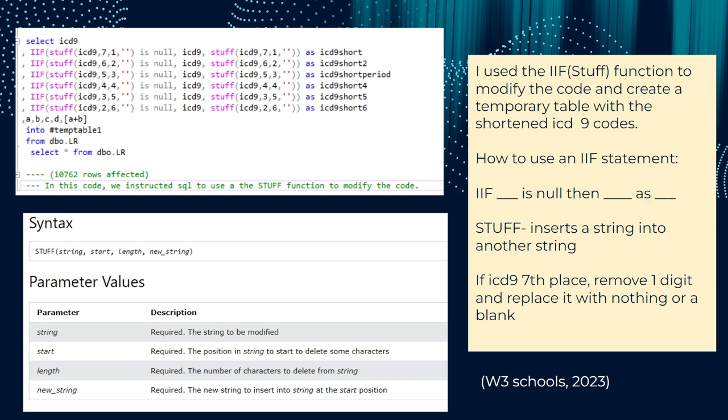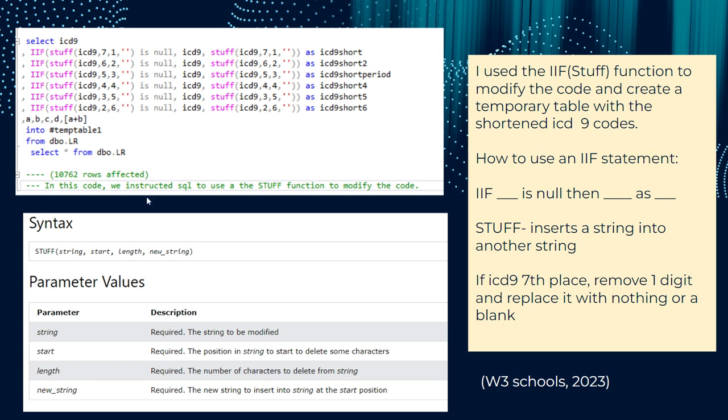So what I did to create new ICD-9 codes with one less variable is use the IIF and STUFF functions. And the STUFF part of the function is going to insert a string into another string. So in this example, we're going to use IIF and STUFF on the category ICD-9, and we're telling the code that if it has seven places, if it has seven variables, then we want to remove one digit. And when we remove one digit, we're going to rename this category as ICD-9 short. So that's what you're doing the entire time, but as you go down, you're removing an extra variable.